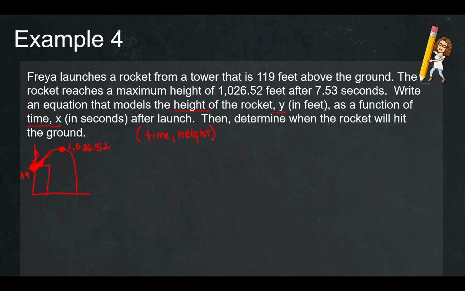So here's what I know. I have a y-intercept of 0, 119. That is how we started our graph. I know also that I have a maximum of 7.53 seconds time, comma, my height, which is 1,026.52. Now, this is the maximum, aka a vertex, right? Because that is, if you look at the picture, it's the vertex that we just found. So that means I can't use intercept form because I don't have intercepts. I have a vertex, so I got to use my vertex form. So I'm going to do a little reminder up here.